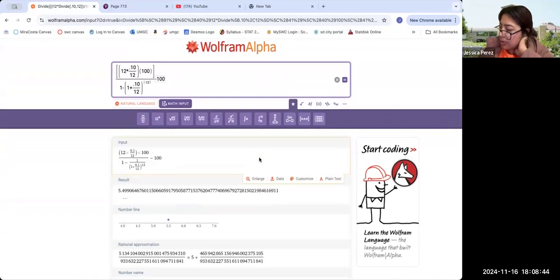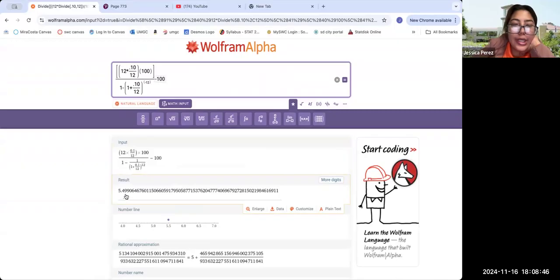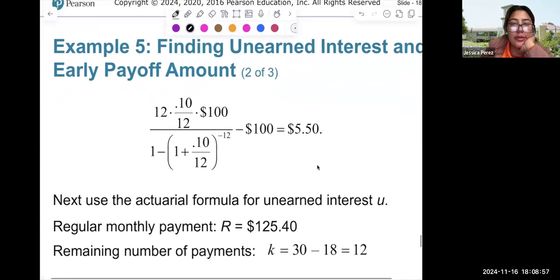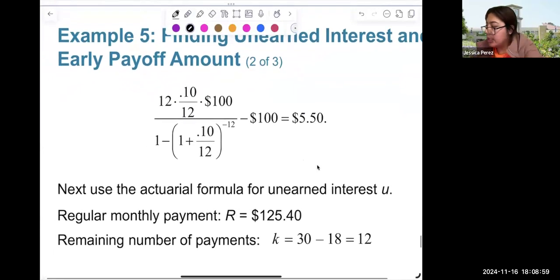And that solution should give me 5.50. So my solution should be 5.50. So that would be my new H.